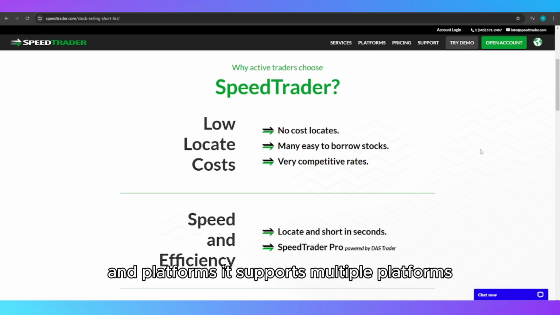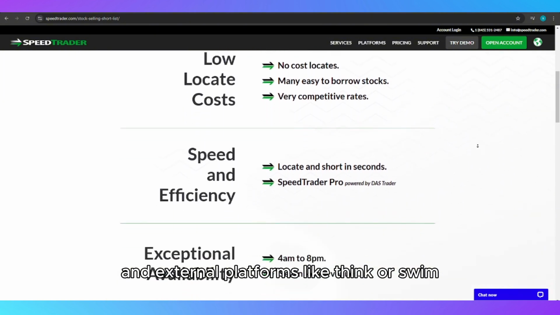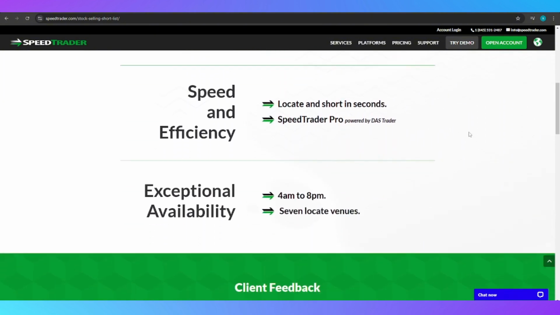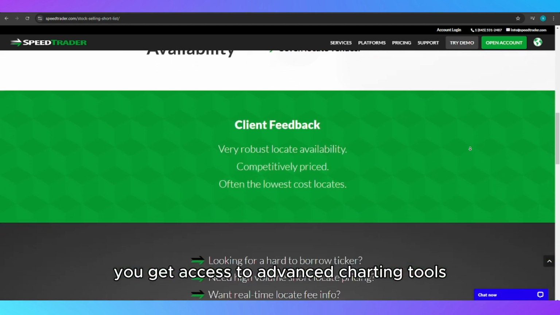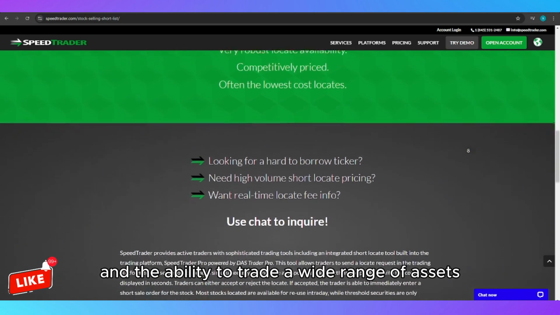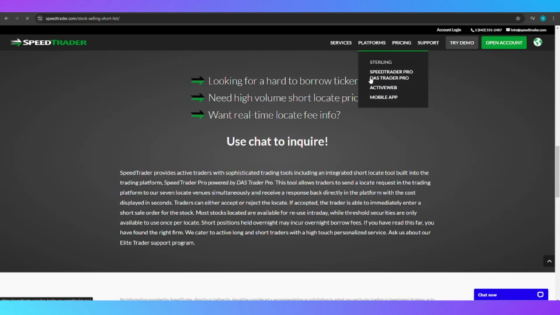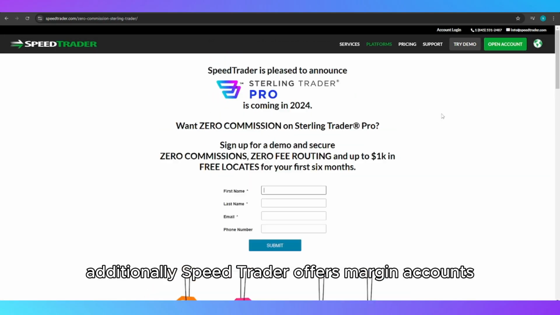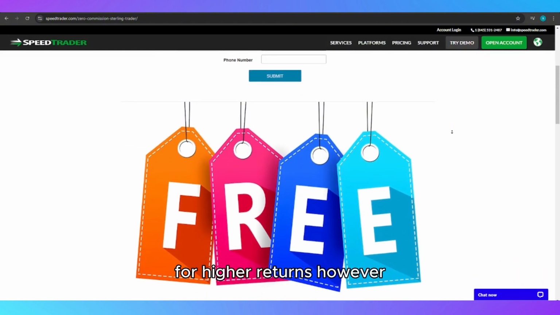It supports multiple platforms, including the SpeedTrader Pro platform and external platforms like Think-or-Swim and Interactive Brokers, providing flexibility to traders. You get access to advanced charting tools, real-time market scanners, and the ability to trade a wide range of assets, from stocks to options and even futures. Additionally, SpeedTrader offers margin accounts, allowing traders to leverage their positions for higher returns.